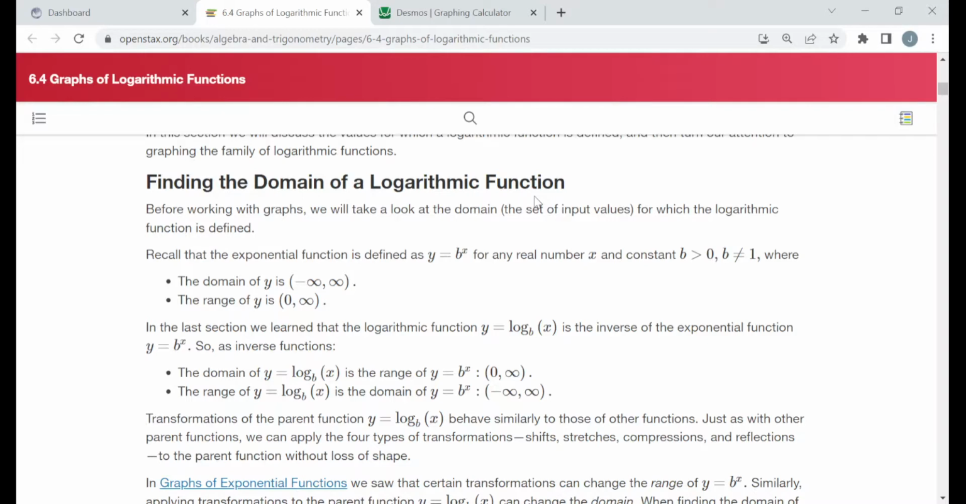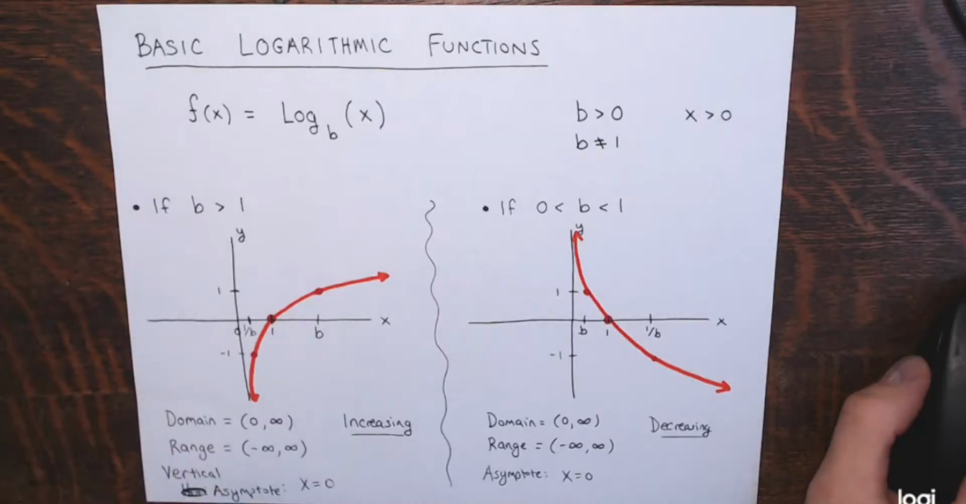Each example I'm going to do is either going to be one of the examples from the reading or one of the try it problems from the reading or one of the exercises at the end of the section that's related to this particular objective. Okay, so now before I go into an actual example, first I want to talk about the graphs of basic logarithmic functions, which I have a page written out here for you.